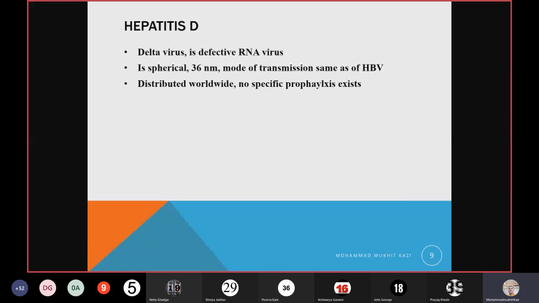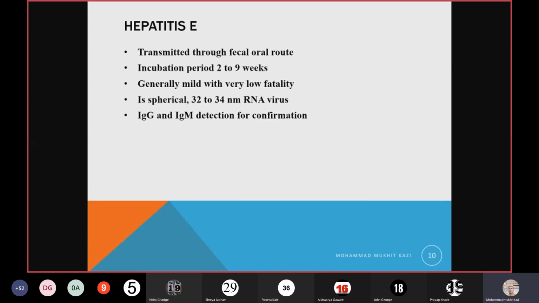Mode of transmission is the same as HBV, hepatitis B virus, and this is not that commonly seen in the community. It is rare. Distributed worldwide, no specific prophylaxis exists to date. Like hepatitis C, hepatitis D has neither preventive treatment nor therapeutic treatment.